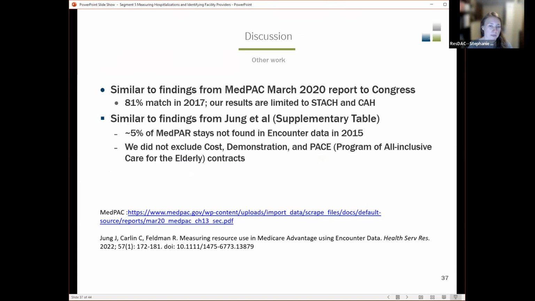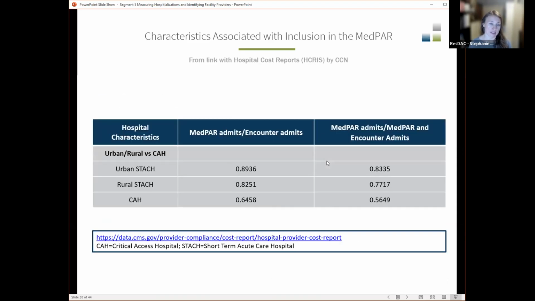And then, as I mentioned, Jia Young had done a similar analysis for encounter data in 2015. She found about 5% of MedPAR stays that weren't found in the encounter data. She did do some exclusion based on the type of plan, whether it's a cost or a demonstration or a PACE contract. So that might explain some of the differences that we found. But by and large, we've got pretty similar findings.